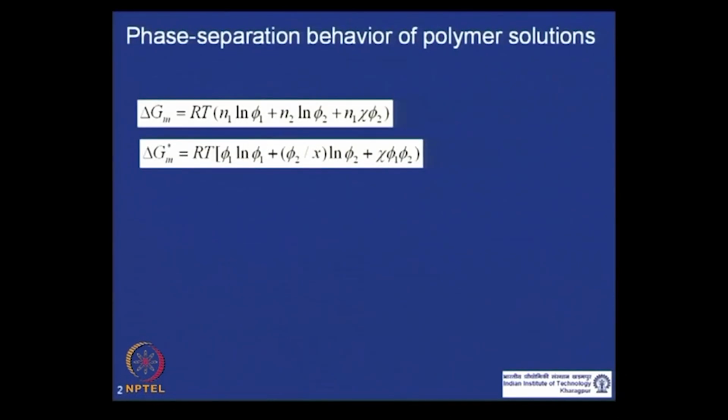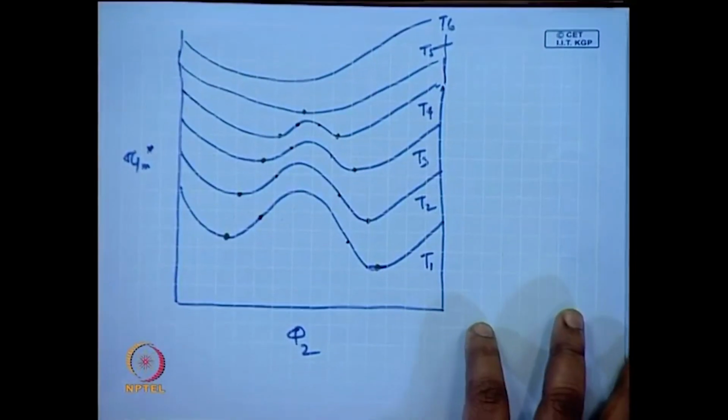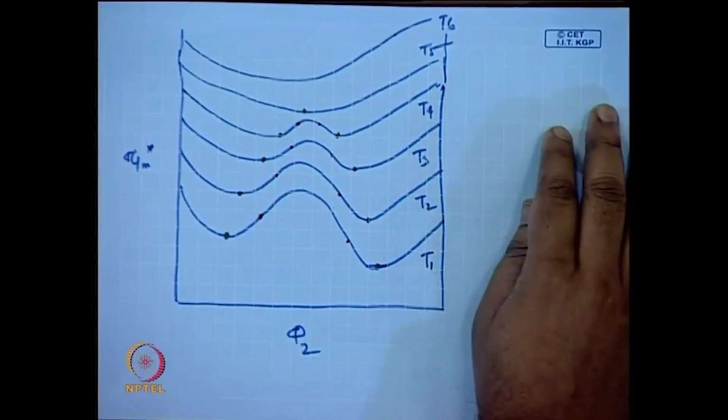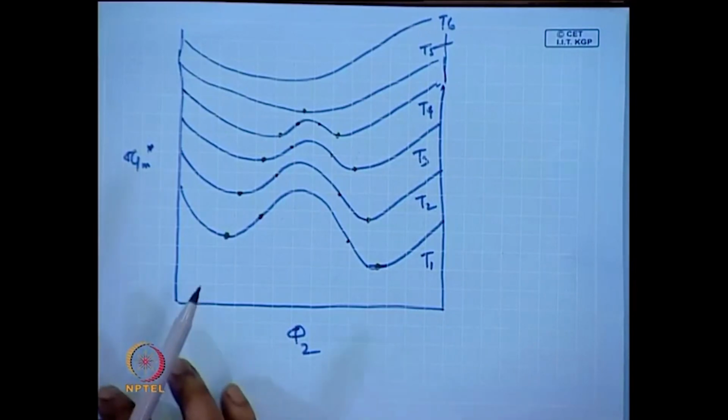Now, let us complete the discussion we were having in the last lecture. From the Flory-Huggins equation we have seen this expression, and then we converted it to Gibbs energy of mixing per segment in the last lecture, which turned out to be this. And then we said that if we plot this expression, we will find this type of general curve.